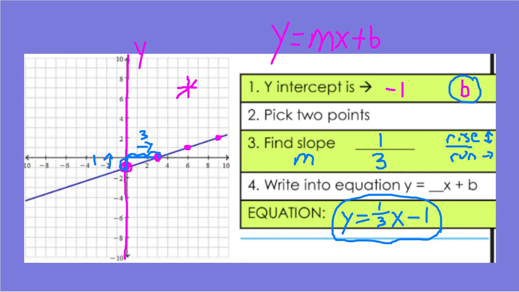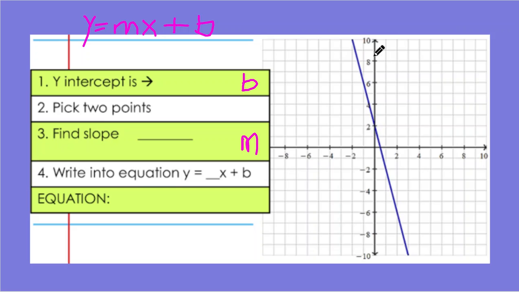All right, let's go do one more example. All right, here it is again. They gave us a line that was graphed. We have to put it in slope-intercept form. So remember, we have to find our y-intercept, which is our b, and we have to find our slope, which is our m.